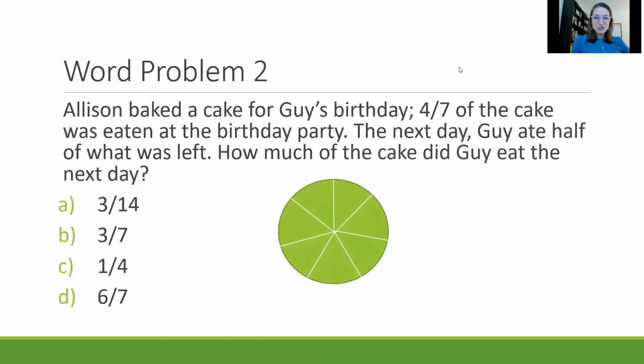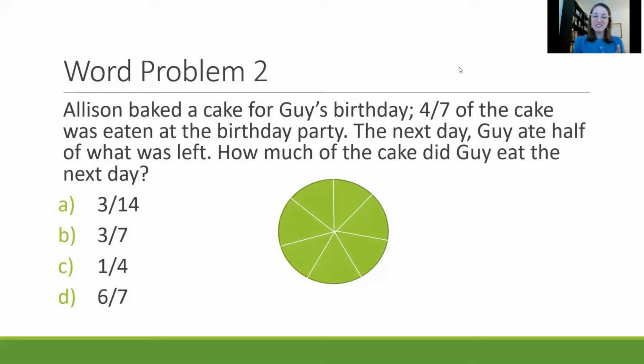For word problem 2, we see Allison baked a cake for Guy's birthday. 4/7 of the cake was eaten at the birthday party, and the next day, Guy ate half of what was left. How much of the cake did Guy eat the next day? All right, so you can see on the screen there, I have put a circle that's cut into 7 equal pieces. For the sake of this, we will count them all as equal.